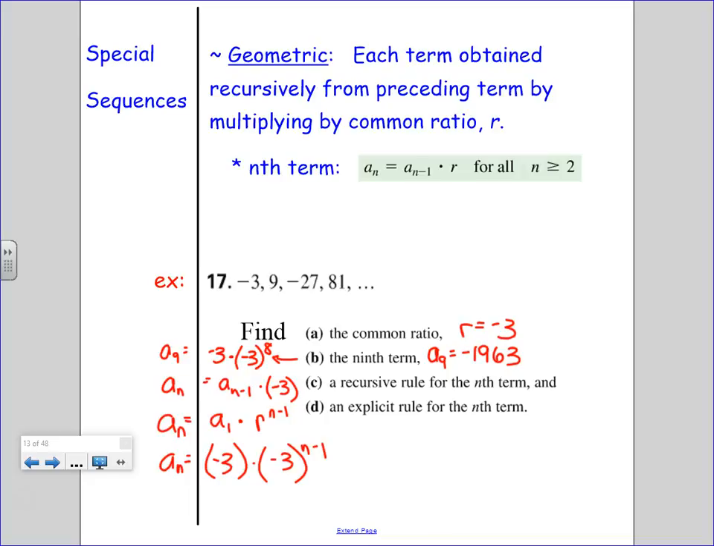Which, as Gerardo already saw, we can algebraically simplify that, right? Because when you multiply like bases, you add the powers. So in this case, what would it end up being? -3 to the n. Does that make sense?